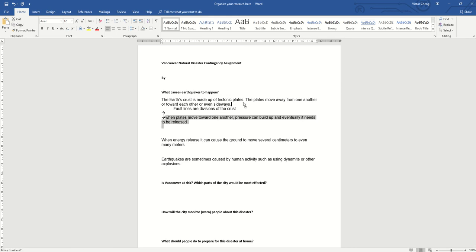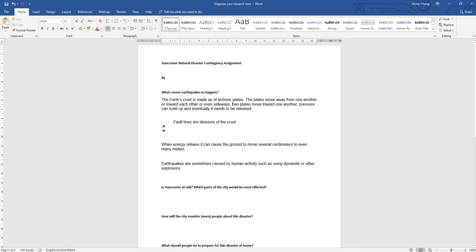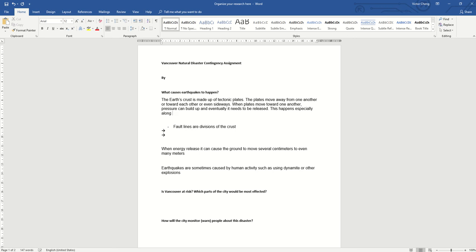When plates move toward one another, pressure can build up and eventually it needs to be released. This happens especially along fault lines, which are divisions of the crust. There you go.